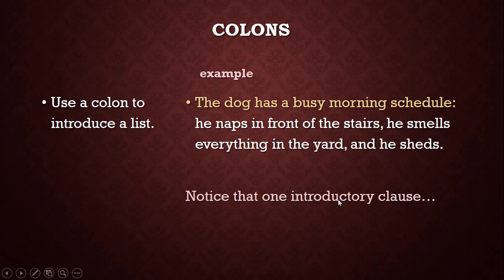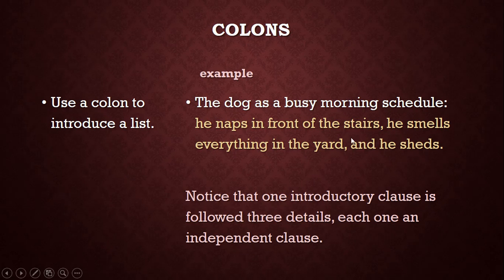Okay, so notice that one introductory clause in this case is followed by three details, each one an independent clause. So each one of these is a little miniature sentence. He, the subject, naps is the verb. Subject, verb, and subject, verb, he sheds. So they're parallel. We are connecting clauses. We're not connecting prepositional phrases and clauses. They have to be similar. And then each one of those is separated by a comma.